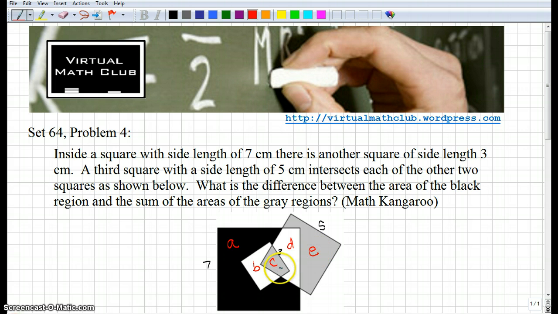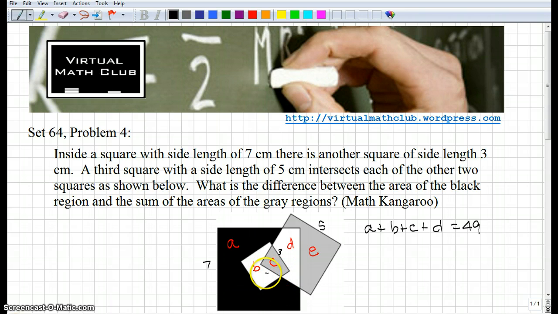Alright? And let's take a look. If we add up the regions A, B, C, and D, we should get the area of the whole big square here, this 7 by 7 square. So, let me switch back to a black pen here. So, A plus B plus C plus D is equal to 49 square centimeters, because we know this is a 7 by 7 square. Okay, and it's made up of these 4 regions.